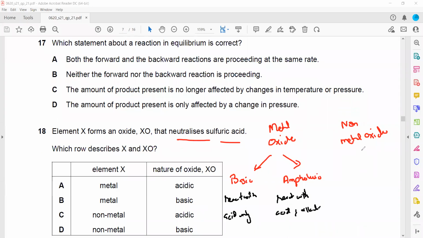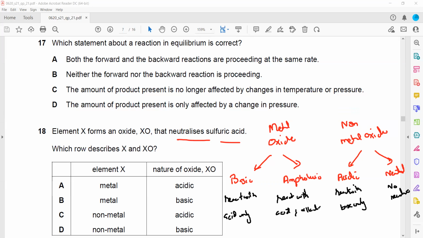If it is a non-metal oxide, non-metal oxides can be divided into two categories. Either it can be an acidic non-metal oxide, or it might be a neutral non-metal oxide. If it is an acidic non-metal oxide, it can react with base only. And if it is neutral, there is no reaction. It can neither react with acid nor with an alkali.